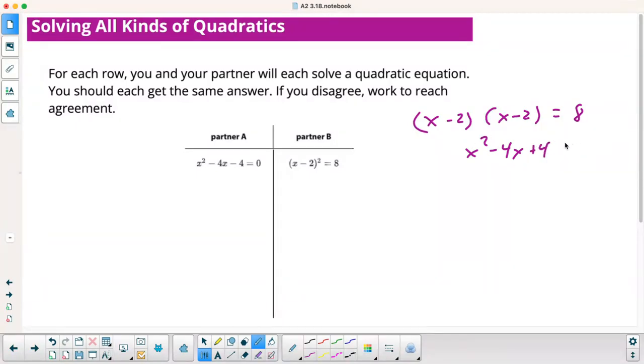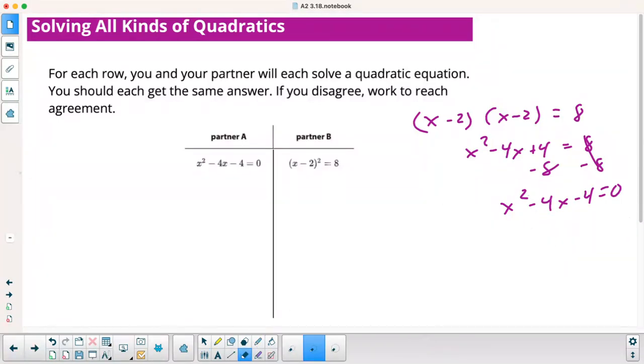If I want to make a box, minus 8. And you can see very quickly this equation is the same as that. Okay, so they're all going to be the same. So we're gonna solve these based off of how they're set up.